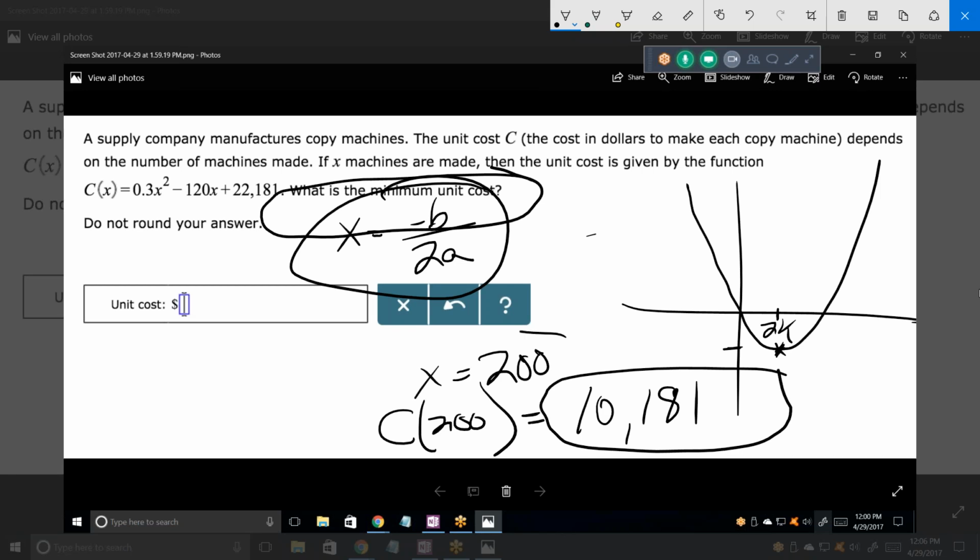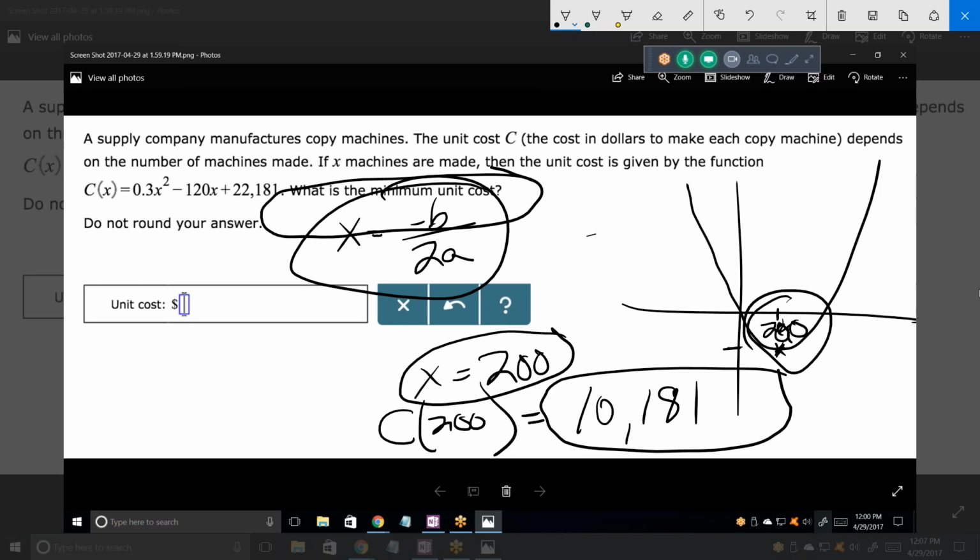But I did check X, and X of 200 makes a certain amount of sense. In other words, your cost gets minimized. If you're just making one copy machine, then all your fixed costs are high. You got to pay rent, you got to pay power. So it figures that your minimum cost per unit is going to be smaller if you make more of them, but not necessarily if I make 10,000 of them. In other words, the minimum cost per unit is achieved when we make 200 units.